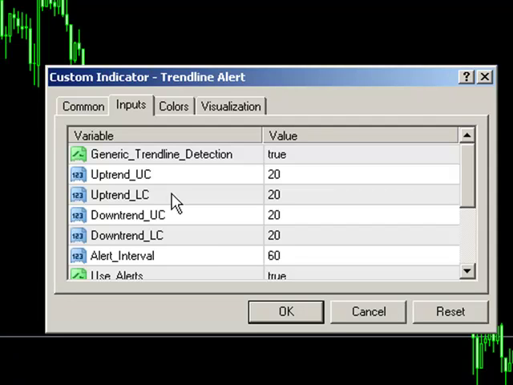This system can work with two types of trend line. The first type is generic trend lines, where a trader just draws any trend line they want on the chart, and if the generic trend line detection parameter is set to true, the system will then scan price action around any trend line and alert the trader if price action is within a specified threshold of that trend line.